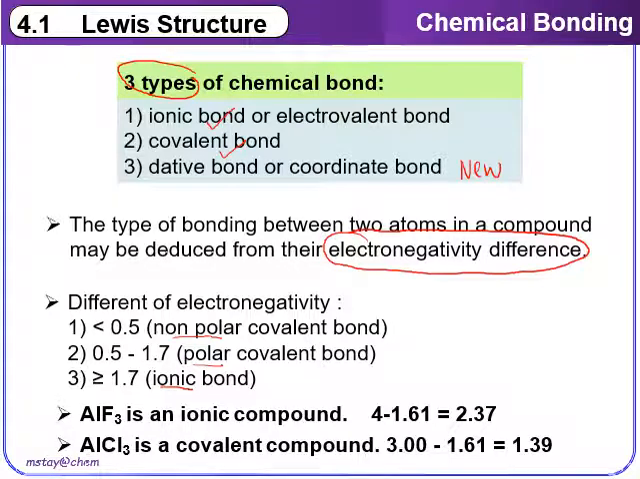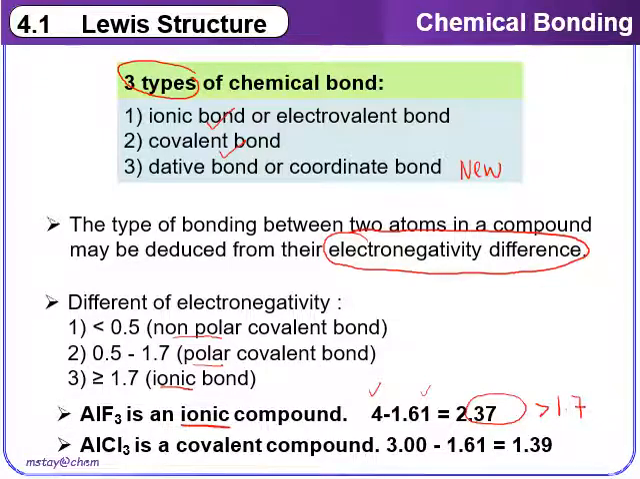Okay, let's take the example, aluminium fluoride. The electronegativity for fluorine is 4, and aluminium is 1.61. So when we subtract it, we will get 2.73, which is more than 1.7. So that's why aluminium fluoride is an ionic compound.